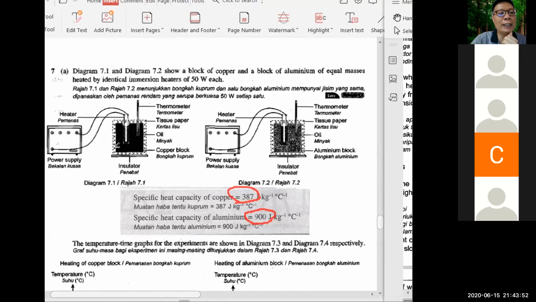Because it is covered up. Okay, you can see here. Both diagrams also use tissue paper to wrap up. Here also wrapped with tissue paper. Here also put insulator. Same. In terms of heat loss, no issue. So both will absorb the same heat when the heaters are the same, right? Because this one is covered. This one also covered. At the bottom here also put insulator. This one also insulator. So in terms of heat loss, both are equally protected. So the heat absorbed should be the same. Okay, understand?